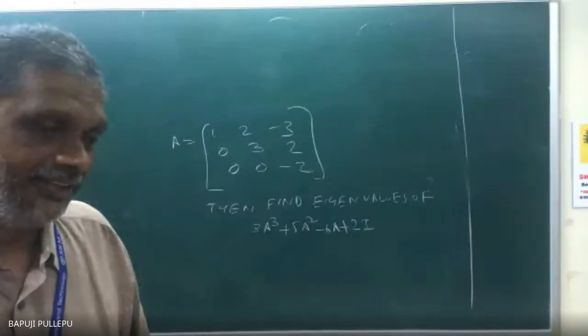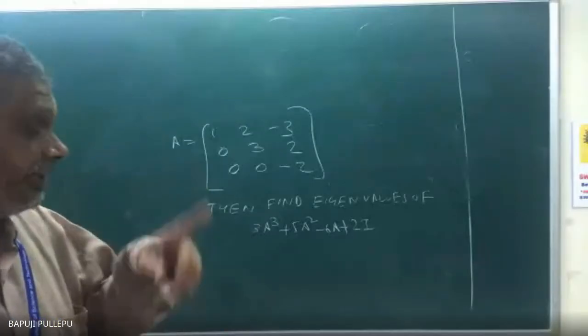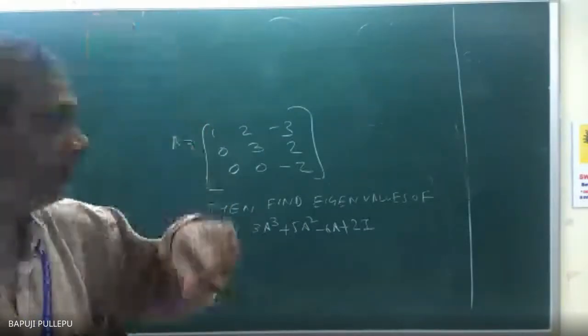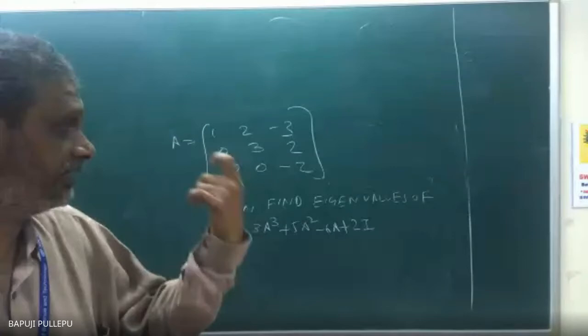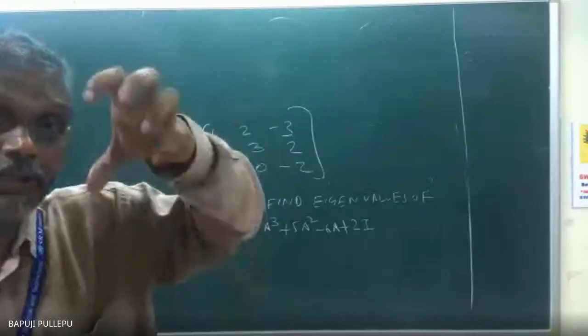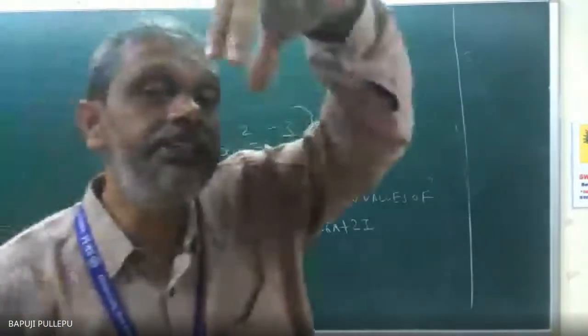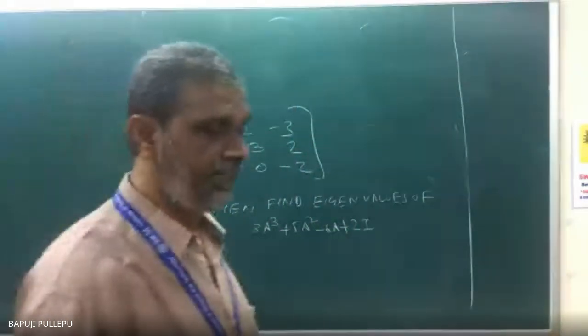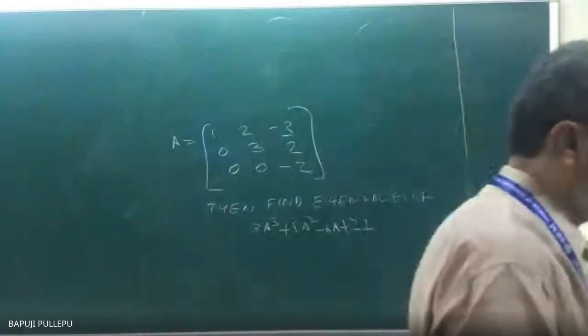Now you can tell me, who are the eigenvalues of A? 1, 3 and minus 2. Very good. Now you can find A square, you have A cube multiplied by 3, A square multiplied by 5, A minus 6, plus 2. If we add all things, you can give a single number. You can tell me 3 numbers fast. First find A cube, next A square, then A.